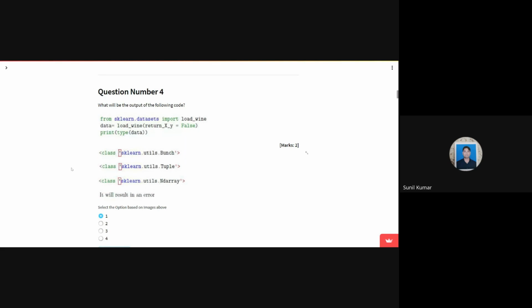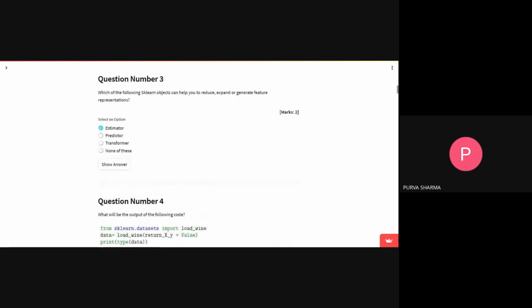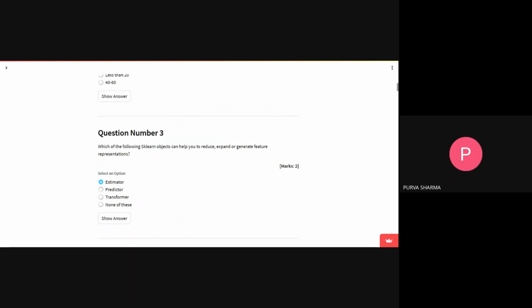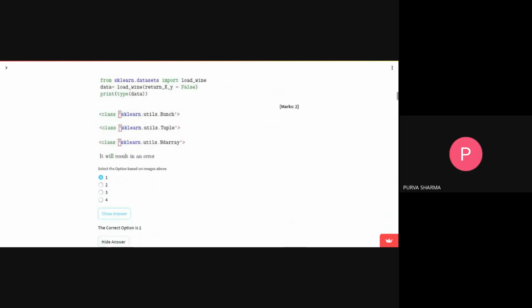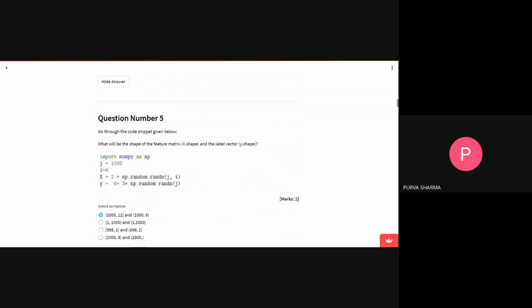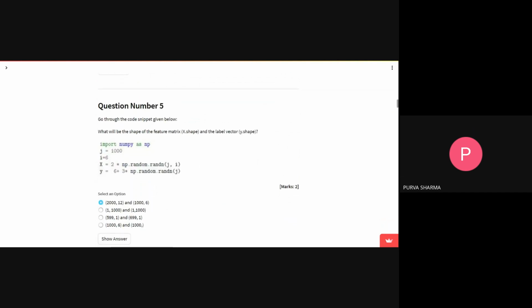Now, can you go to the previous question for a bit? Previous question. Yes, this one. Thank you, ma'am. I'm taking the screenshot. Okay, so then we have: what will be the shape? You just solve this question. Give me a second.